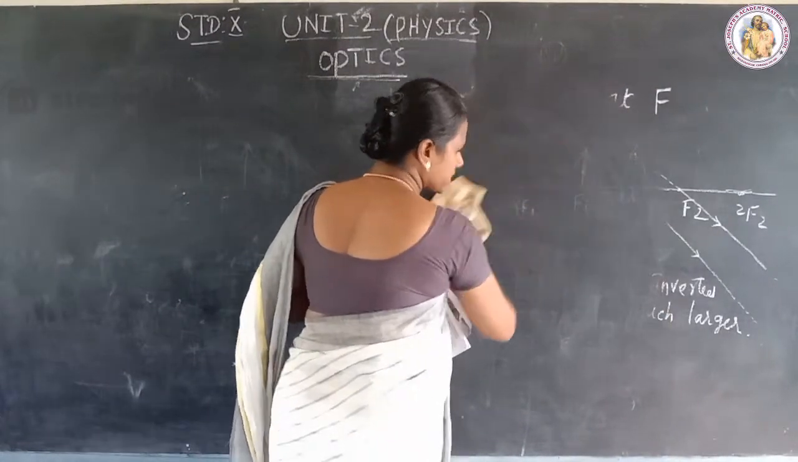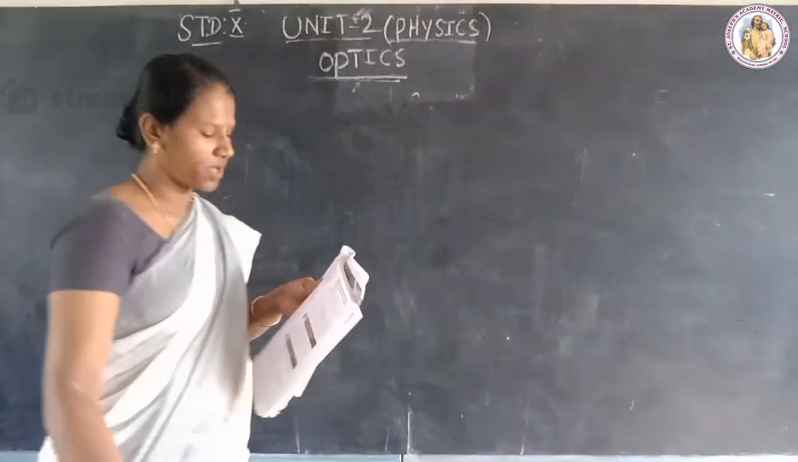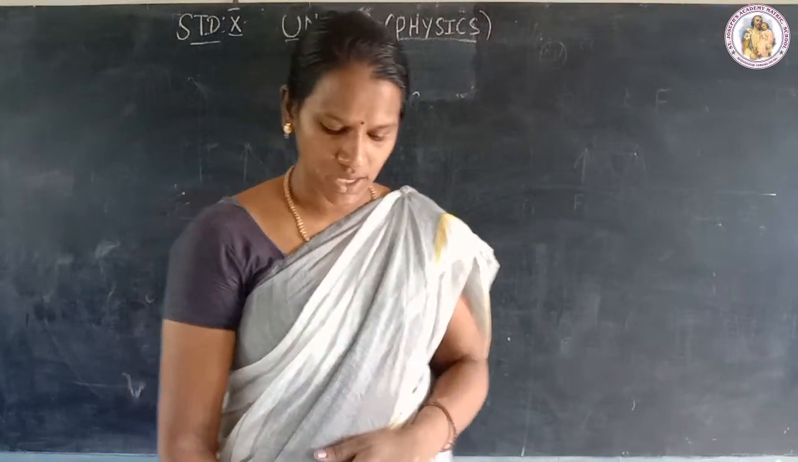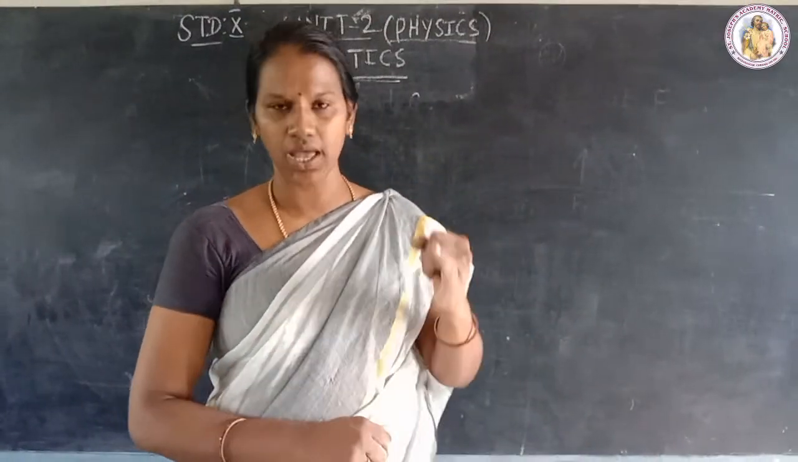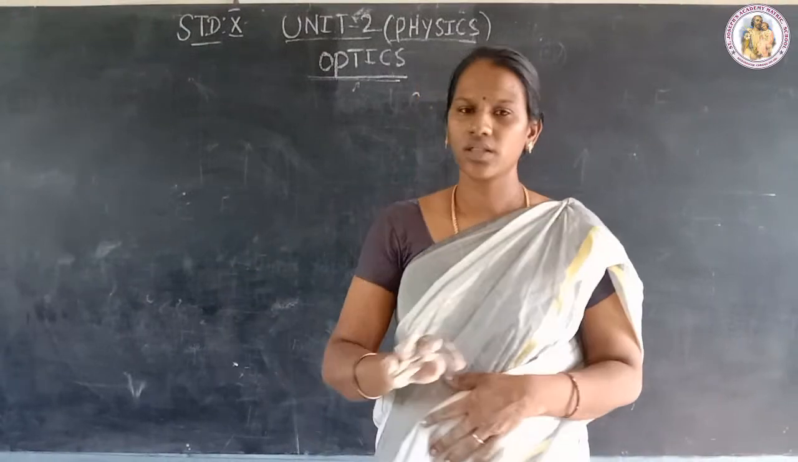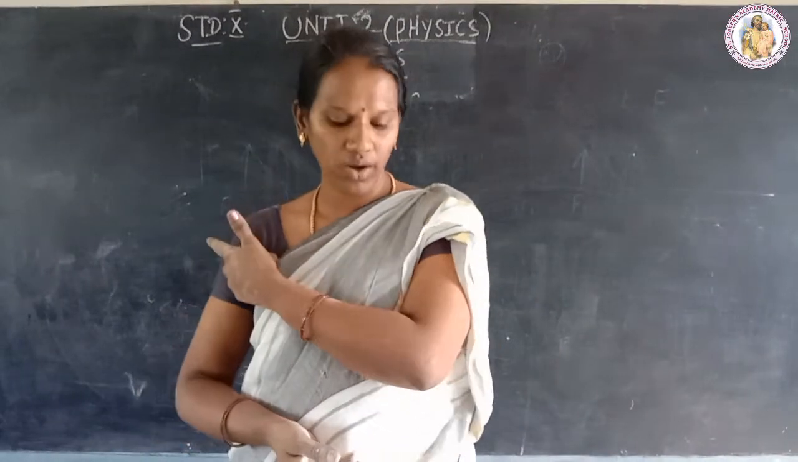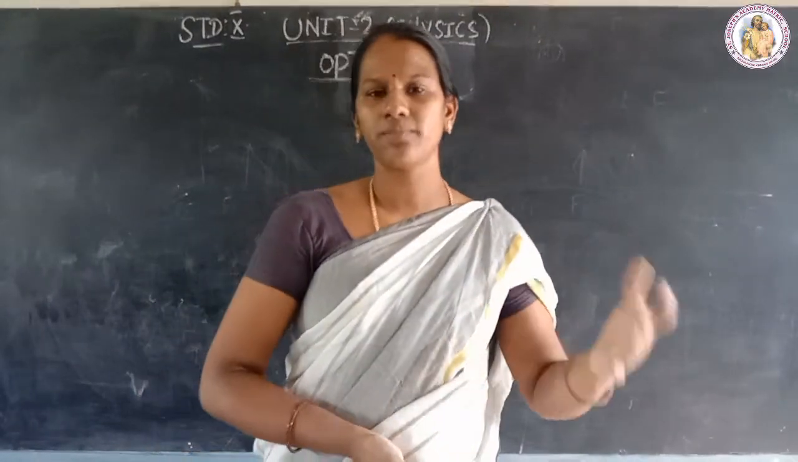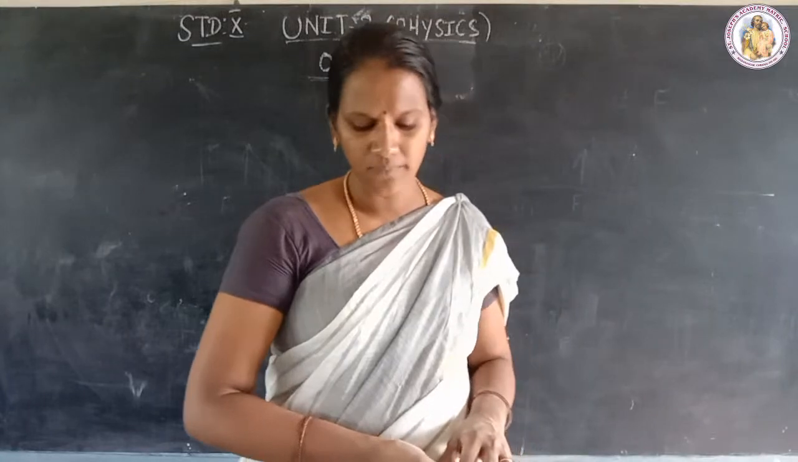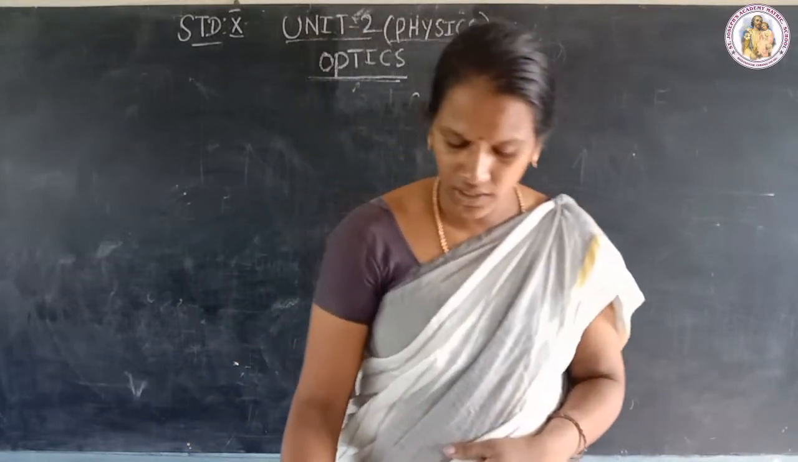Next we are going to see the applications of convex lenses. What are the applications of convex lenses? Convex lenses are used as camera lenses. They are used as magnifying lenses. They are used in making microscopes and telescopes, and in slide projectors, to enlarge. They are used to correct the defect of vision called hypermetropia, which we will learn in the following session.